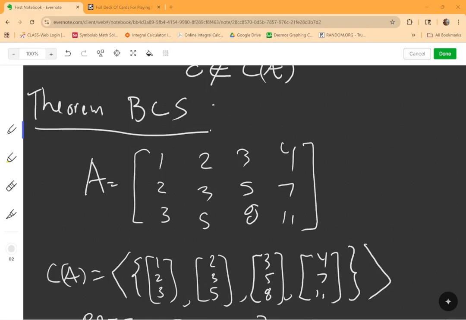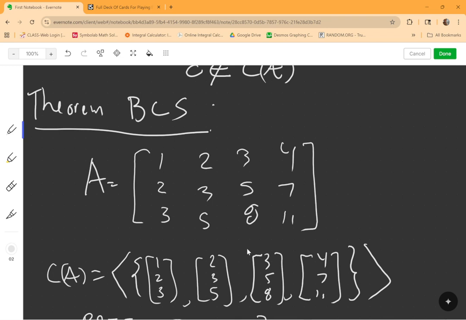Okay, so let's take a look at theorem BCS and the results of that theorem here. What this theorem states is that we can find a basis, a linearly independent set, for the span of the columns of A by doing the following, right? So again, by definition of the column space, right?